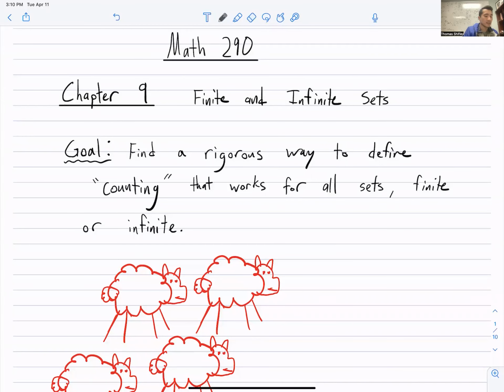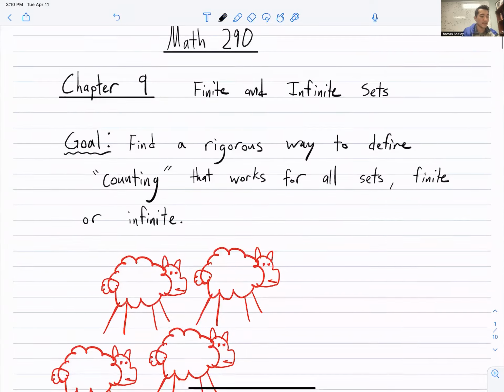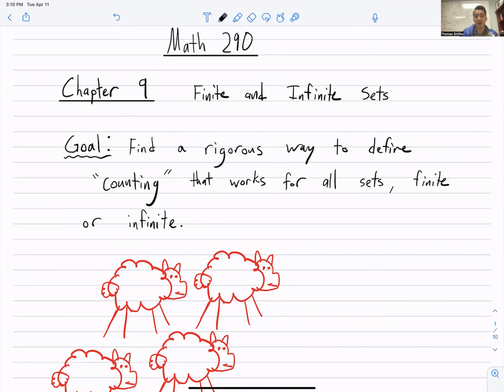Hello, intro to proofs. Thank you guys so much for your flexibility and letting me do this asynchronously. I'm feeling a lot better now.